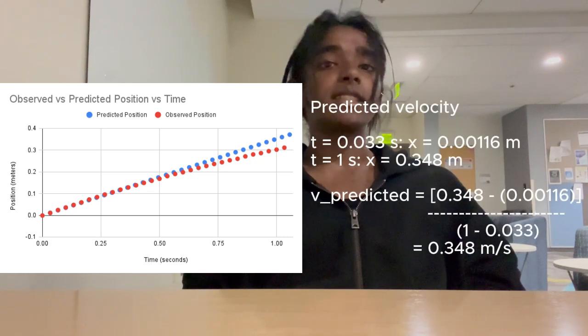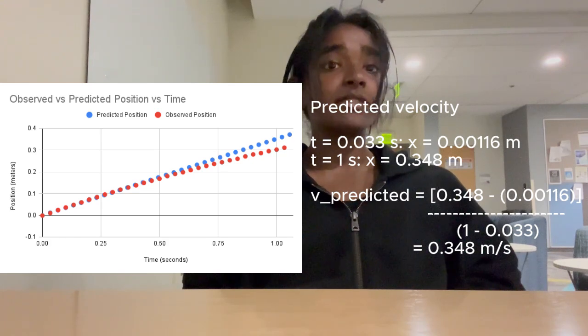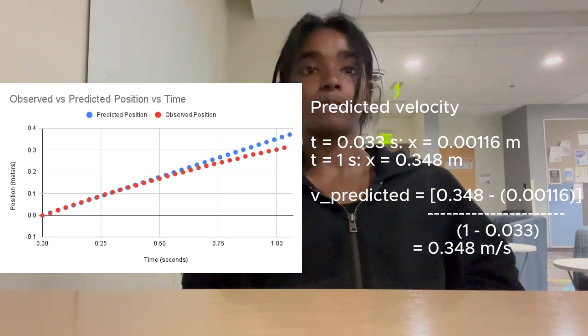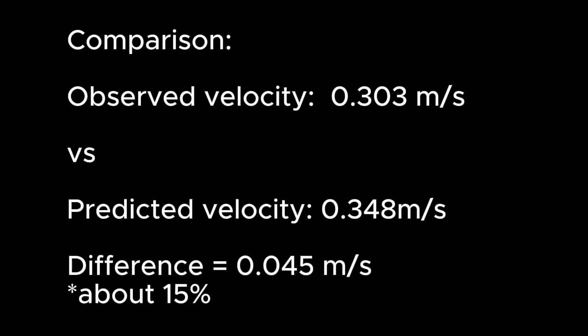My model predicted a slightly higher velocity, specifically 0.348 meters per second. So the predicted and observed velocities did differ, but only by 0.045 meters per second, which is roughly 15%, supporting the idea that the motion was relatively constant velocity.